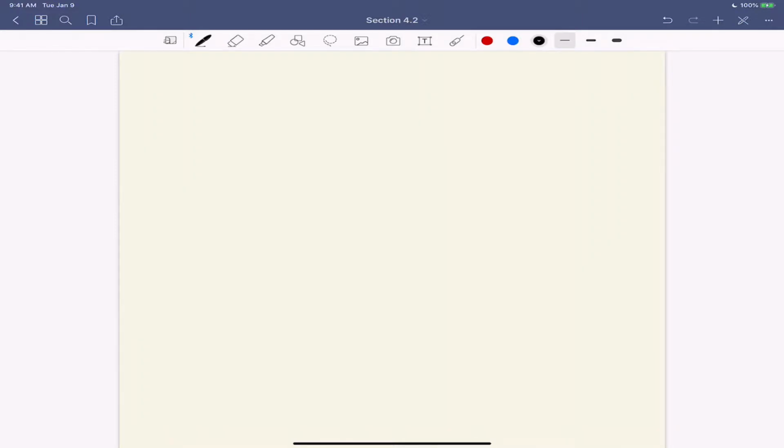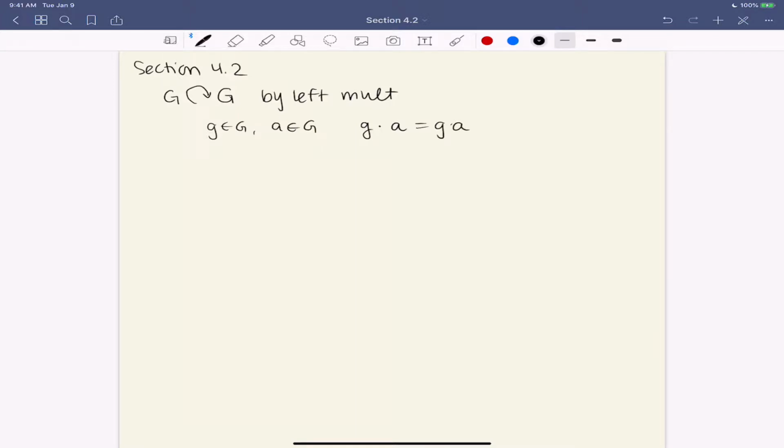This video is about section 4.2 of Dummit and Foote, which is on groups acting on themselves by left multiplication. So we've talked about this, but let's write it down. I'm going to let G be a group, and I'm going to consider G acting on G by left multiplication, like I said. By which I mean if g is in G and a is in G, then g acting on a is just g times a, the multiplication in the group.